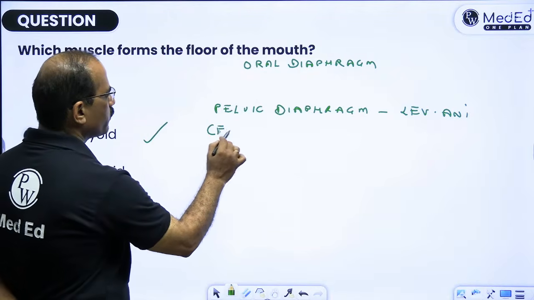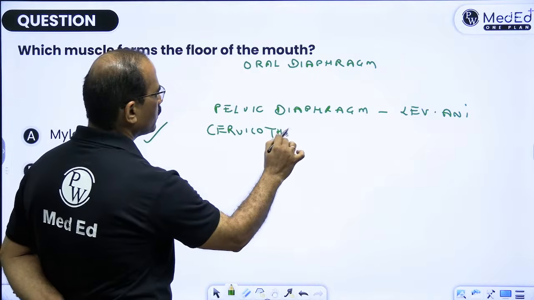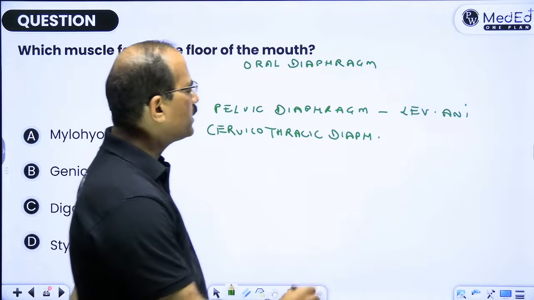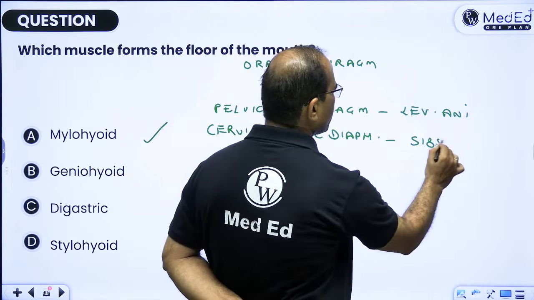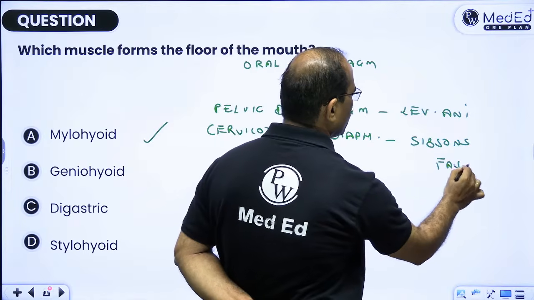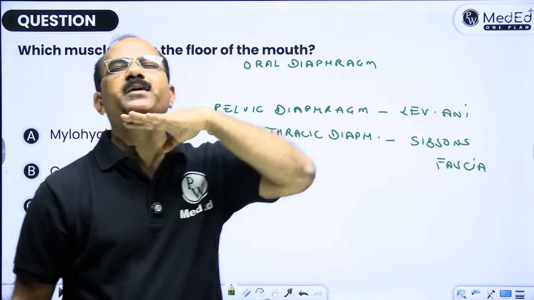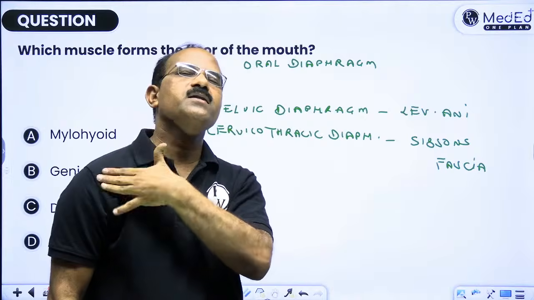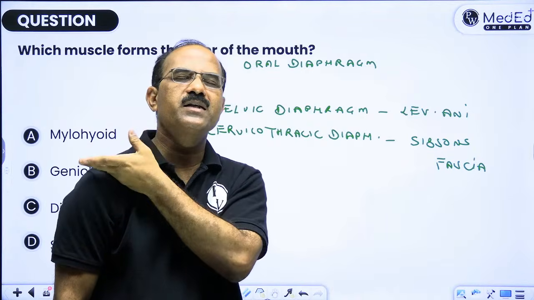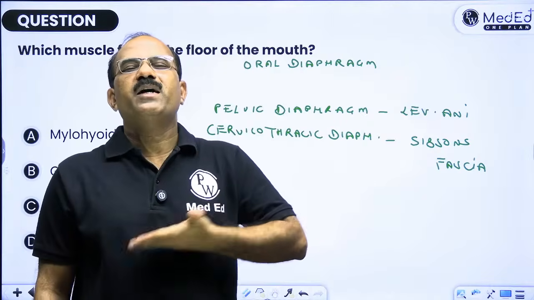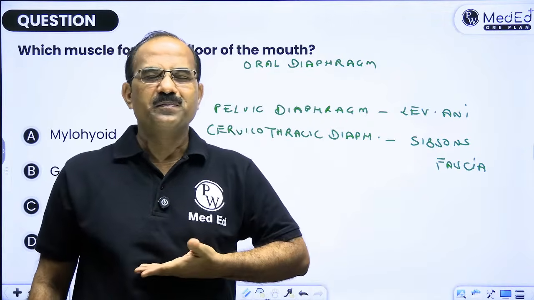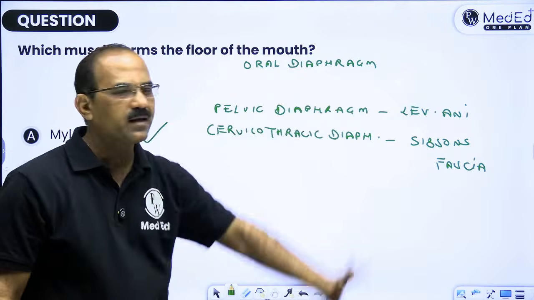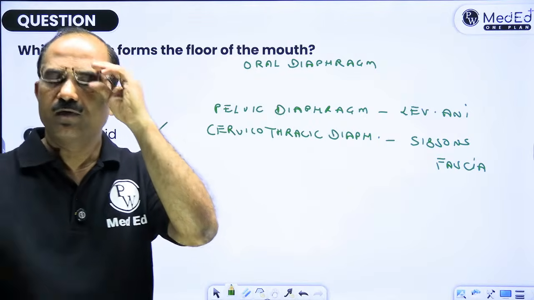Then the cervicothoracic diaphragm. Cervicothoracic diaphragm is Simpson's fascia. ये जो suprapleural membrane है, मतलब ये oral diaphragm is mylohyoid. Separates the mouth from the neck. The neck from the thorax is separated by Simpson's fascia. That's cervicothoracic diaphragm. Thorax is separated from the abdomen by our normal thoraco-abdominal diaphragm. The pelvis is separated from the perineum by pelvic diaphragm. That's the levator ani. Pelvic diaphragm होता है levator ani. Fine.